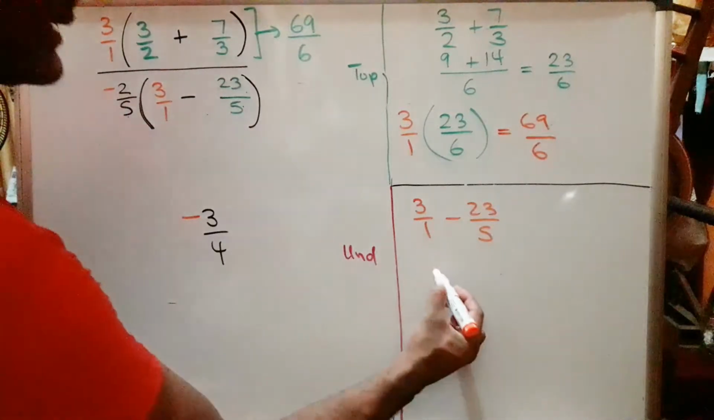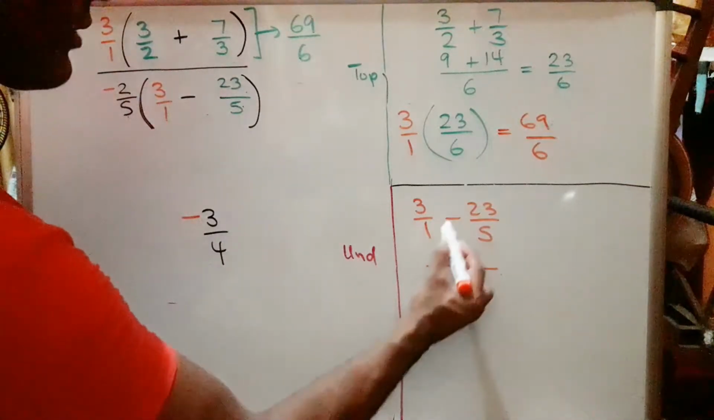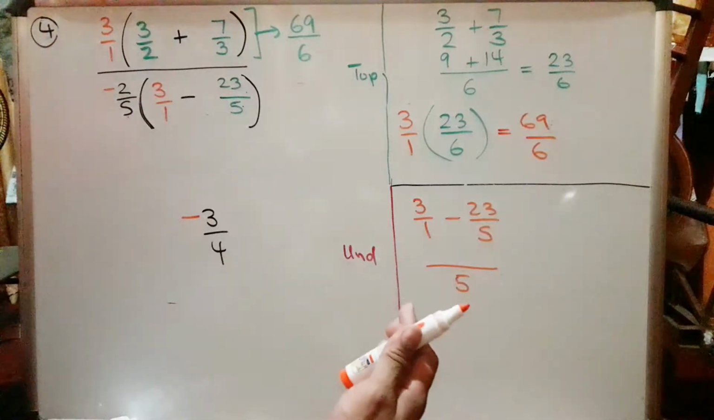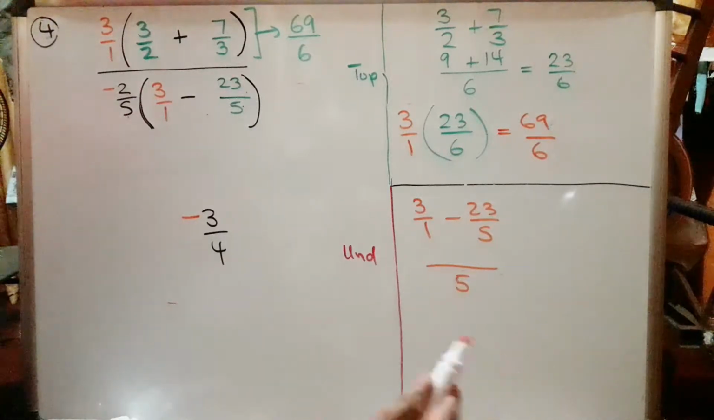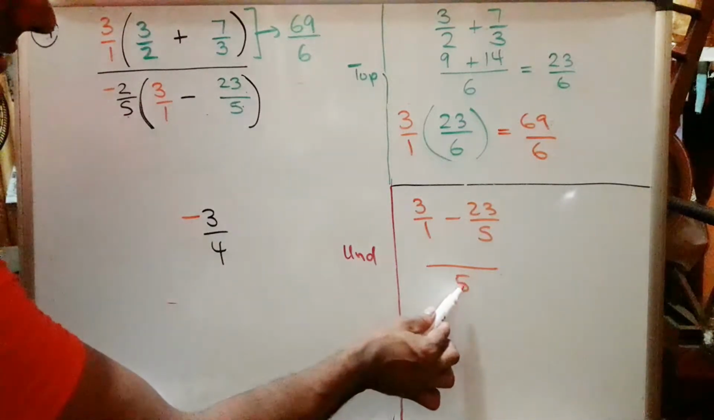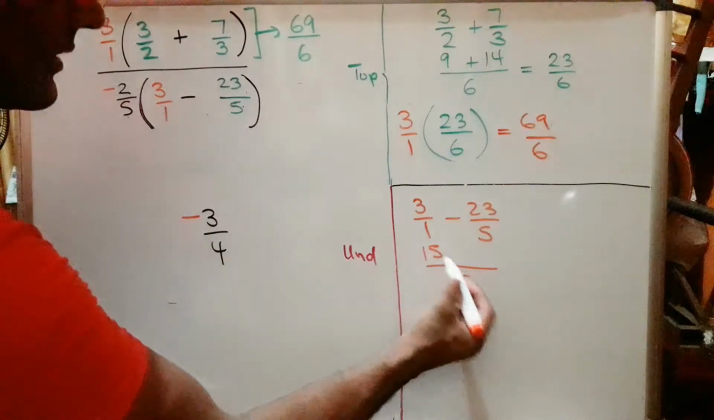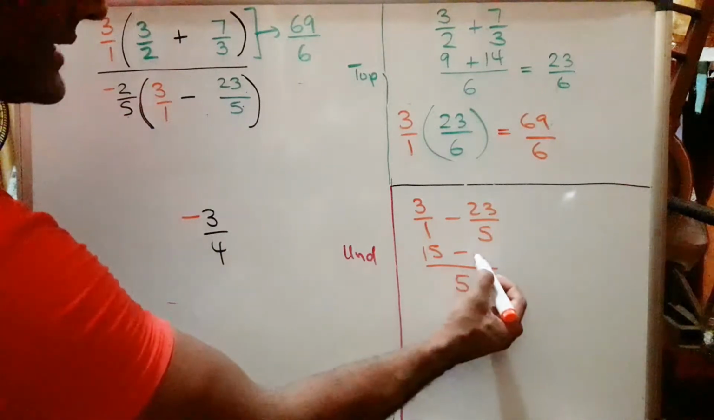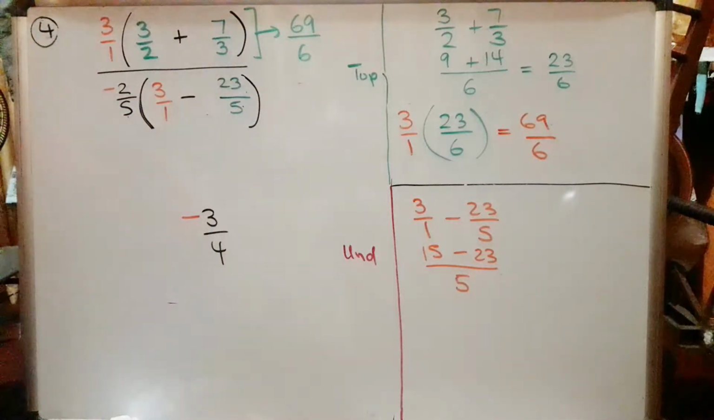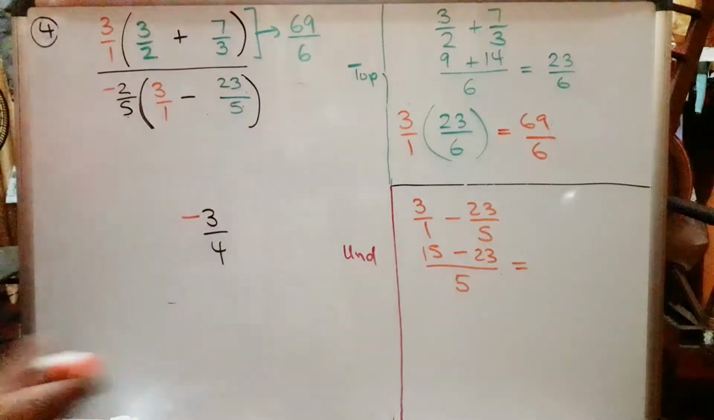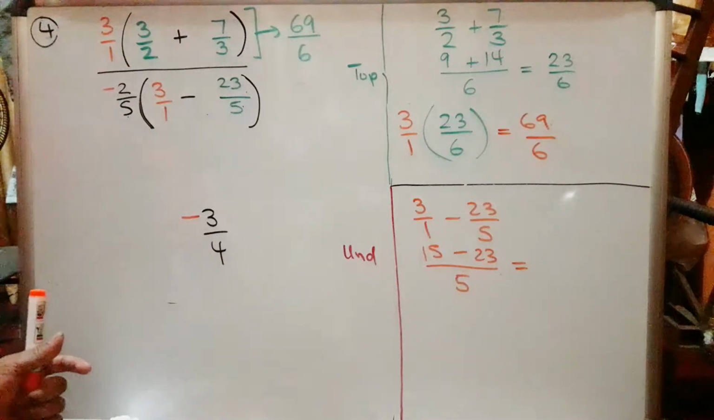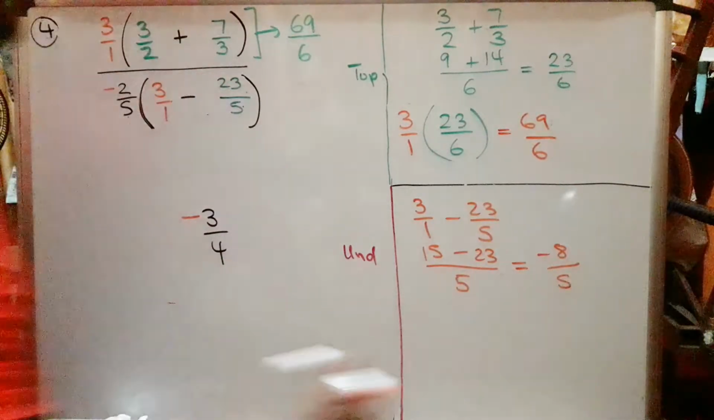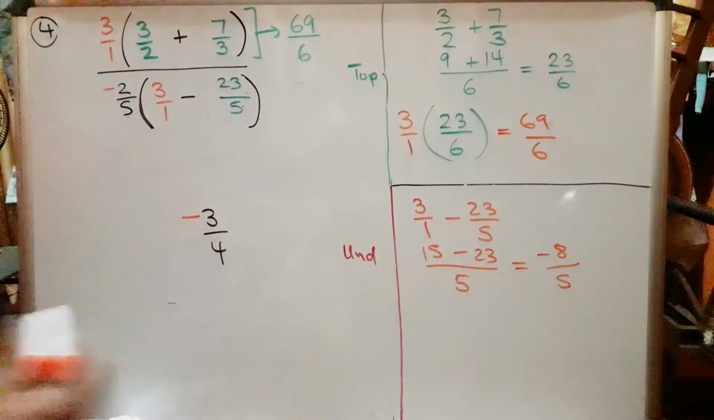That's this here. The LCM of 1 and 5 is 5. 1 multiplied by 5 is 5. Just in case you could not find the LCM, something else would work as well. 1 into 5 is 5, 5 by 3 is 15. Right. 5 into 5 is 1, 1 by 23 is 23. Okay. Let's work this out. 15 minus 23. We got a negative number. -8 on 5.